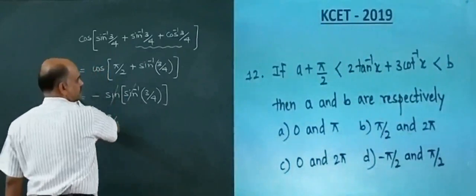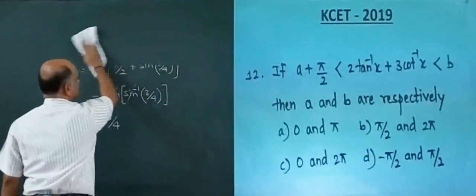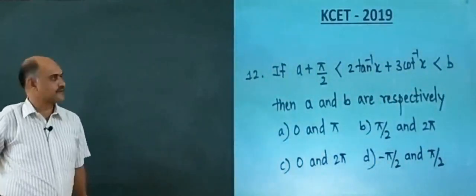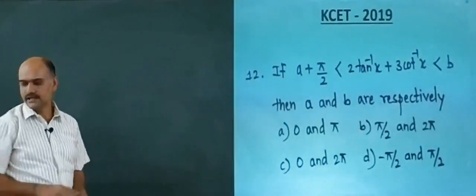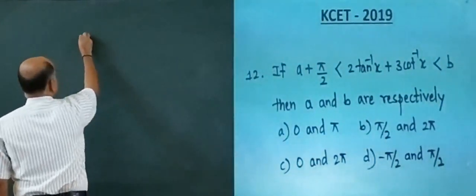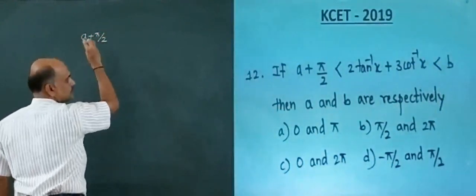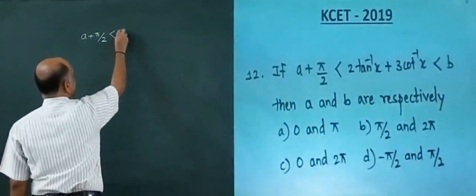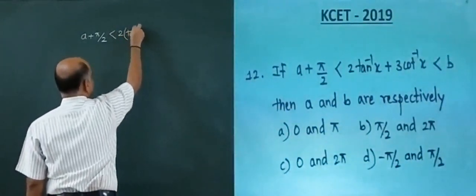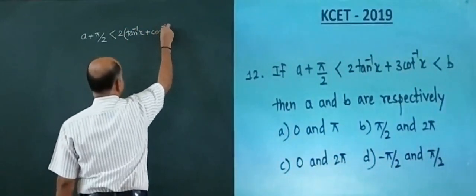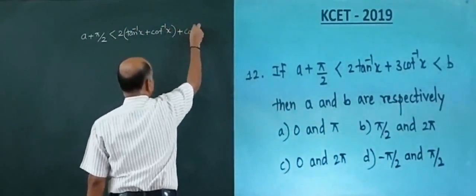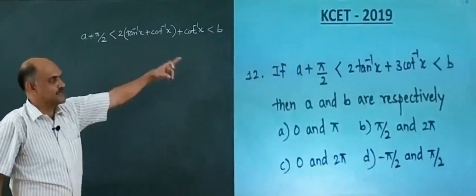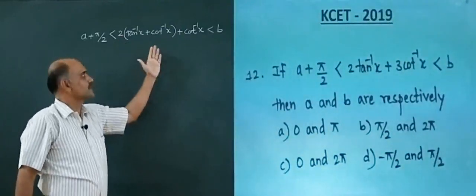Then 12th. So again he has given range of tan inverse, or you may say cot inverse. You are required to find A and B. So A plus pi by 2 less than 2 tan inverse x plus 3 cot inverse x, I will write it as 2 into bracket tan inverse x plus cot inverse x, bracket complete, plus cot inverse x less than B. Now if you simplify this, you will be getting the same.